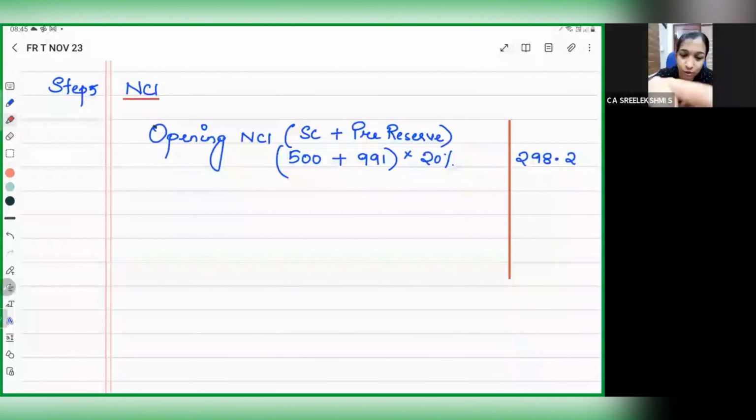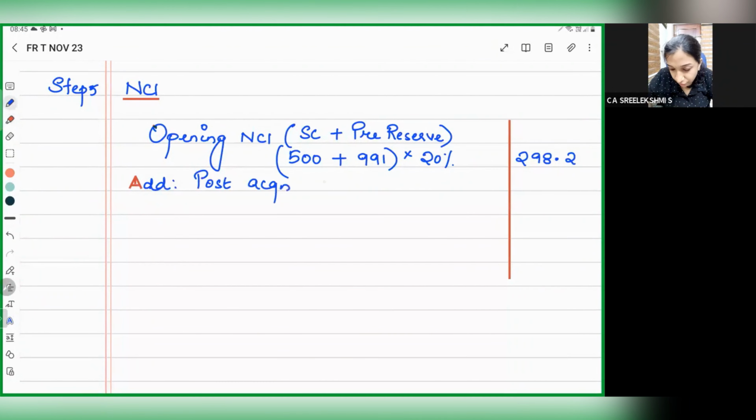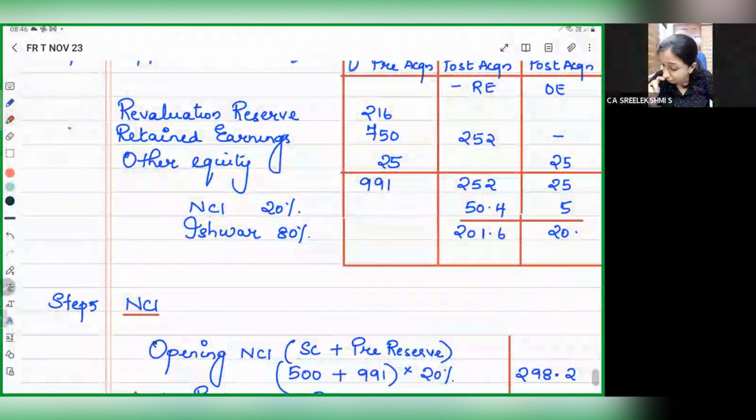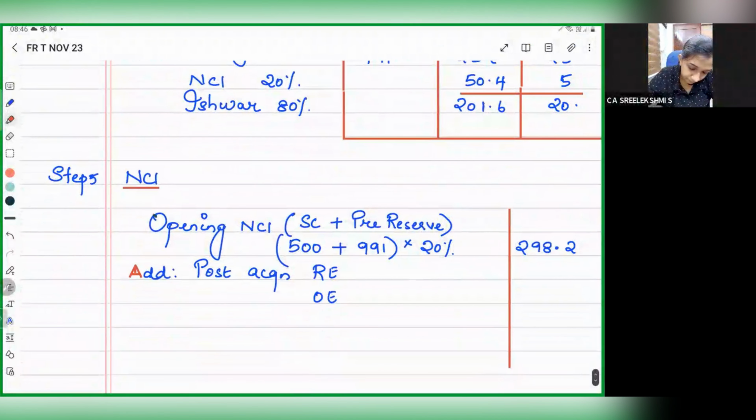Yes. Okay. Now add what? Not post acquisition retained earnings, post acquisition other equity. Post acquisition retained earnings and other equity we have already calculated: 50.4 and 5. So total 298.2 plus 55.3.